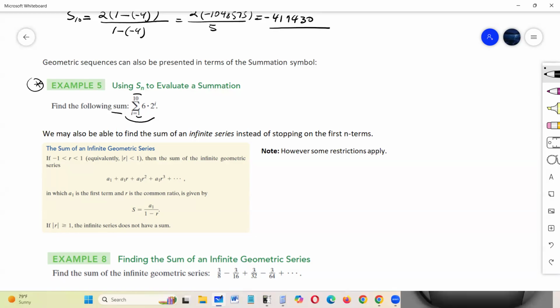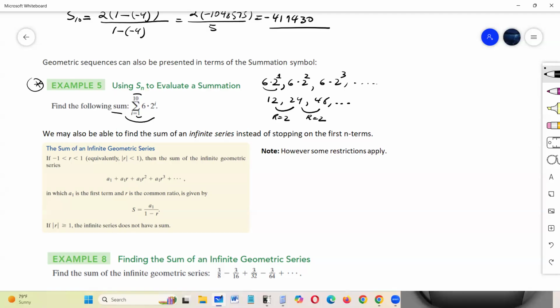But let's find the first three because that's all we needed. So 6 times 2 to the 1, 6 times 2 squared, 6 times 2 cubed, and so on and so forth until the 10th. So let's find out what this is. This is obviously 12. This is 24. And this is 2 to the 3rd, which is 8 times 6, 48. So I can see from here, this is geometric, right? The ratio is 2.